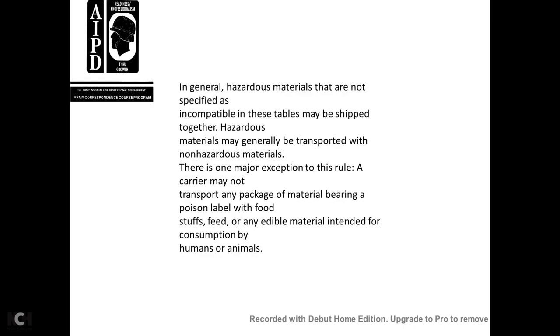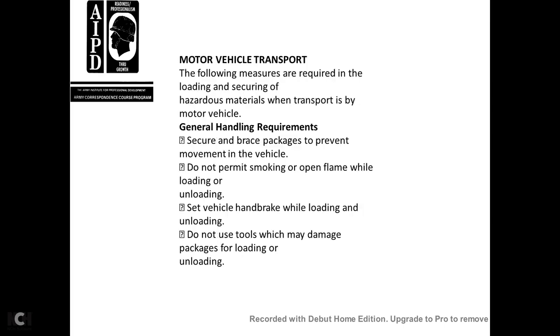In general, hazardous material not specified within the table may be shipped together with other hazardous material that must generally be transported with non-hazardous material. With one major exemption to the rule, the carrier may not transport with any package of material bearing the poison label, food stuff, feeds, or edible material intended for consumption by humans or animals.